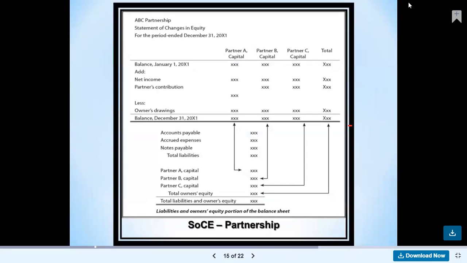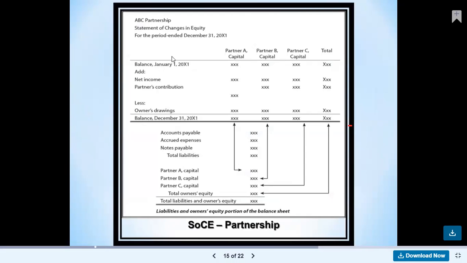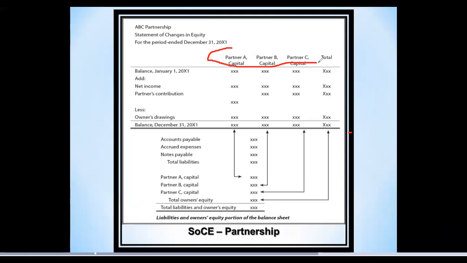Okay, so this is the format of the partnership statement of changes in equity. As you can see, it is different from the sole proprietorship because we now have the partners' capital: partner A, partner B, partner C, and, let's just say, partner D, partner E, depending on the partnership. Every partner is reflected in the statement of changes in equity.